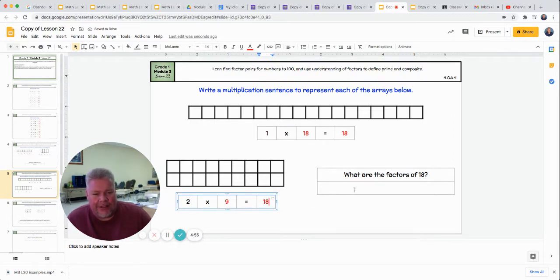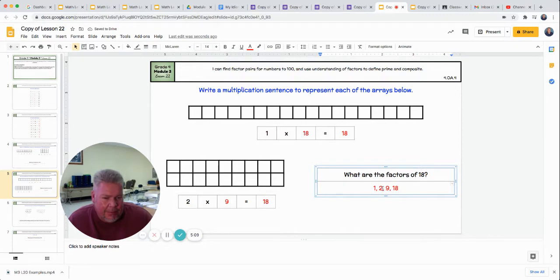Okay, but now let's take a look at this. We've got 1, 2, 9, and 18. Are those all the factors of 18? Got a big space here in the middle, don't we, between 2 and 9? How about a 3? Is 3 times anything 18? Yep. 3 times 6 is 18. How about 4? Is 4 times anything 18?